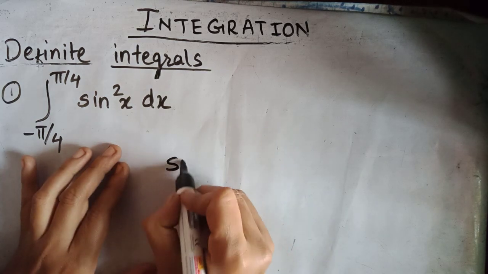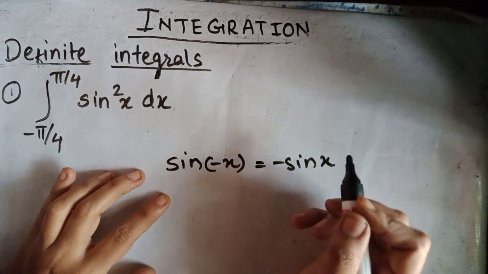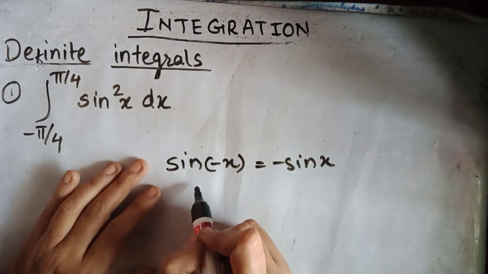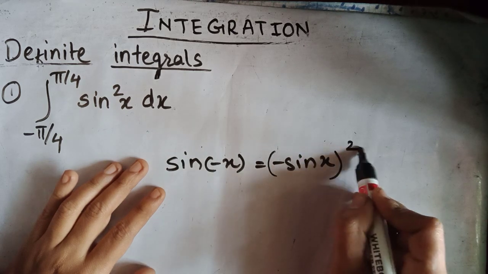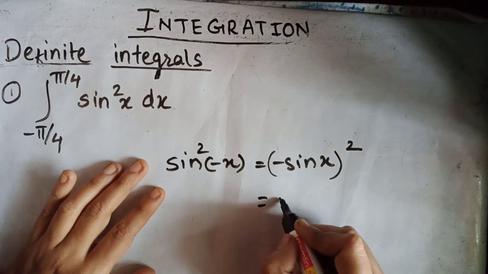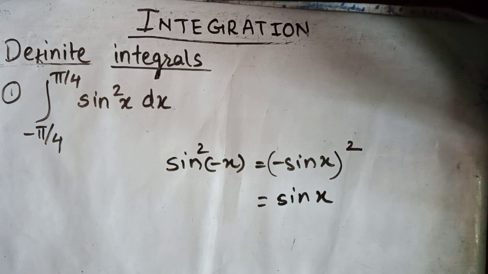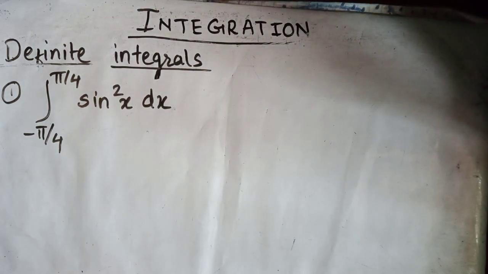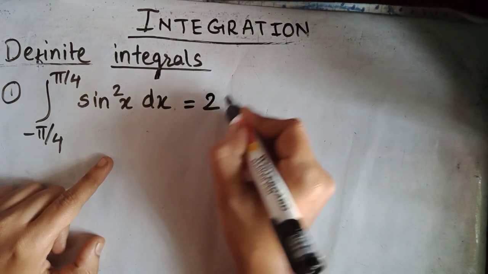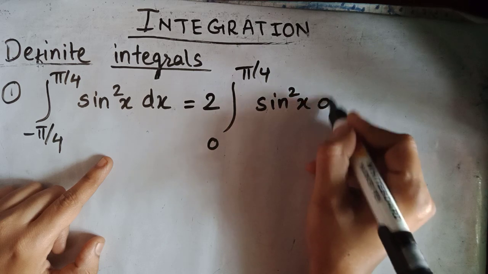Sine of minus x is minus sine of x, so this is an odd function. But the square is given, so if you square this function you will get plus sine square x. So this becomes an even function. So you have to use the condition for even function. This becomes 2 times the integral from 0 to pi by 4 of sine square x dx.